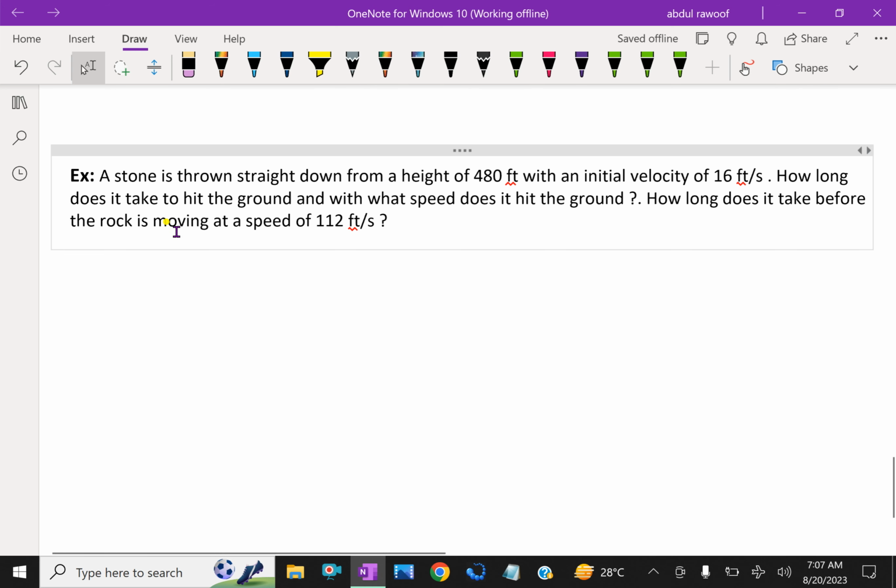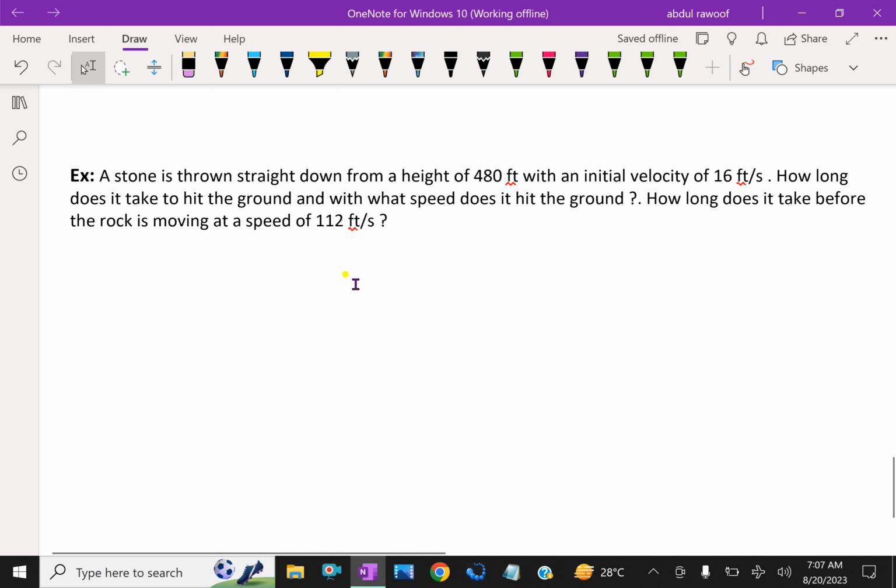Next question. A stone is thrown straight down from a height of 480 feet with an initial velocity of 16 feet per second. How long does it take to hit the ground, and with what speed does it hit the ground? How long does it take before the rock is moving at a speed of 112 feet per second?